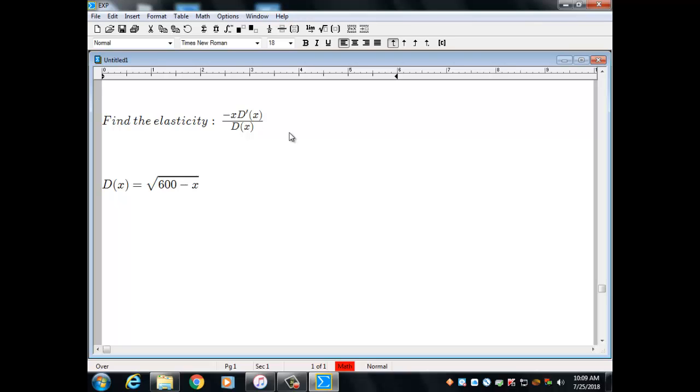So how do I find the elasticity? Well, the first thing you've got to know is this is a formula for it. Without knowing that formula, you have virtually no chance of getting it right. And some of you are going, I've got the formula and I still have virtually no chance. But once you have the formula, it's really not that bad. It's just a matter of finding d prime of x and doing some manipulations here.